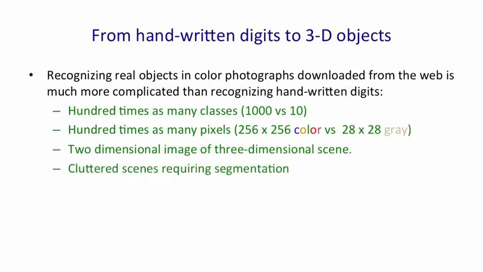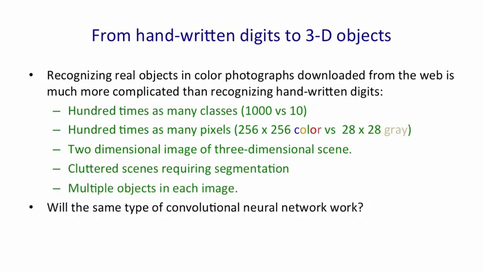And real scenes have clutter of a kind that doesn't occur in handwriting. In handwriting you can have overlapping letters, and that requires segmentation. But you don't have things like occlusion of large parts of objects by opaque other objects. You don't have many different kinds of object in the same scene. And you don't have all the lighting variations that you get in real scenes. So the question is, will the same kind of convolutional neural network that proved to be so good at recognizing handwritten digits work for real color images?